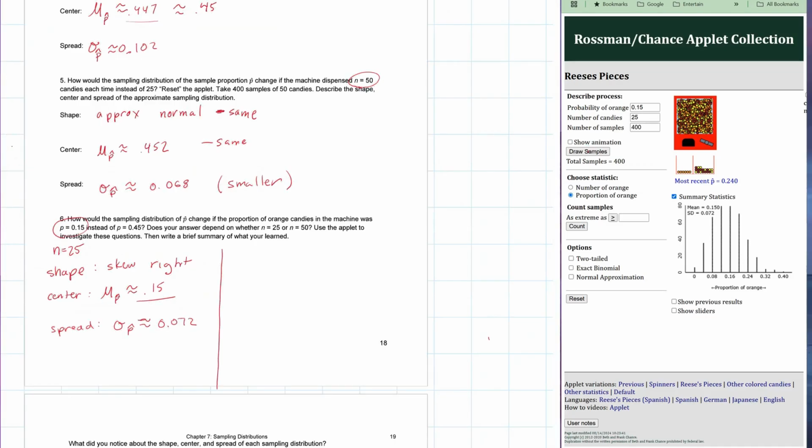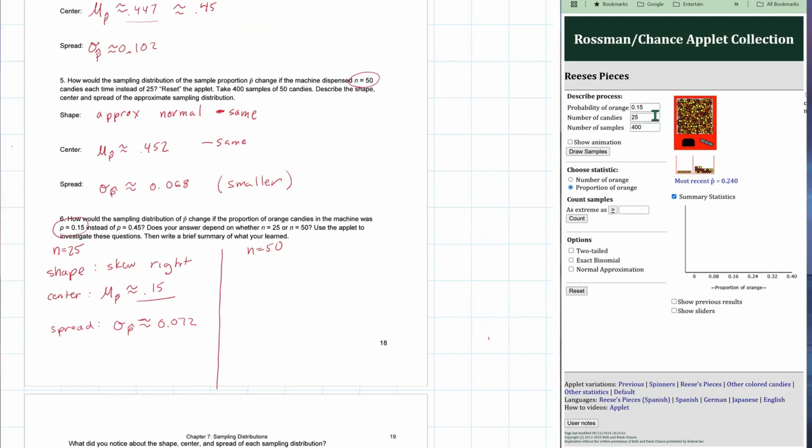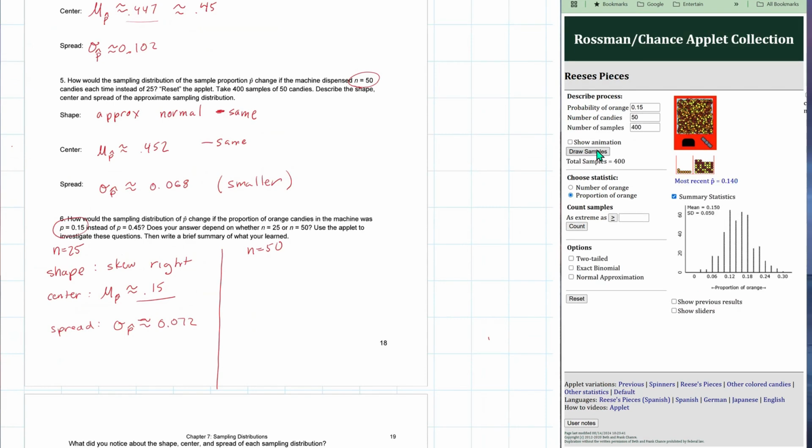That's interesting, right? Now let's do it again, but let's do a sample size of 50. I'm going to reset the machine. I'm going to change my sample size to 50. I'm going to do 400 simulations where we're drawing 50 candies apiece. And we're going to ask the same questions. What's the shape? I think this is approximately normal. I think I'm seeing that same symmetry on both sides.